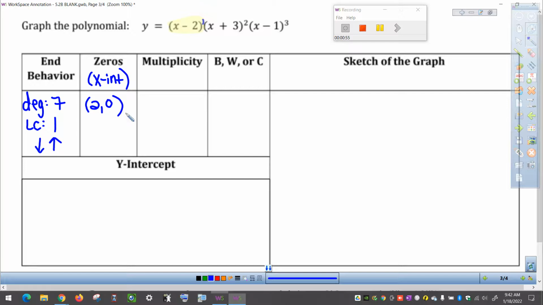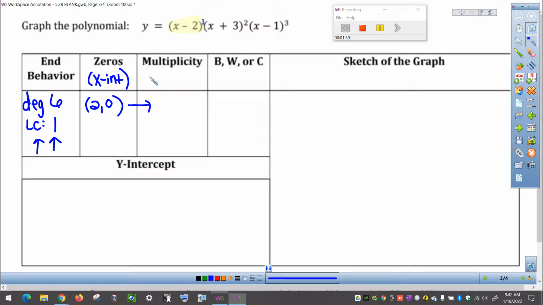Marcus? Oh, thank you. Yes. I thought that was a 3 in the middle. It is not a 3. It is a 2. I was thinking 3 plus 3 plus 1. Yes, it's an even degree of 6, and so end behavior is going to be up, up. Thank you. Okay, so we've got our first x-intercept here of 2.